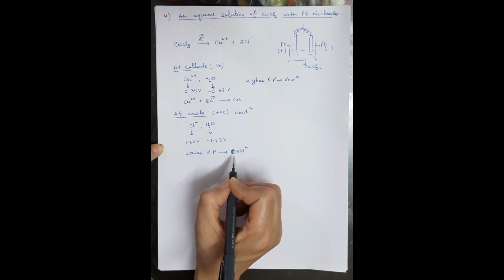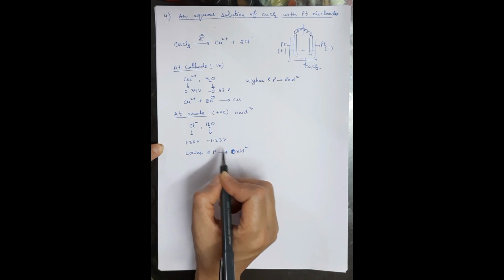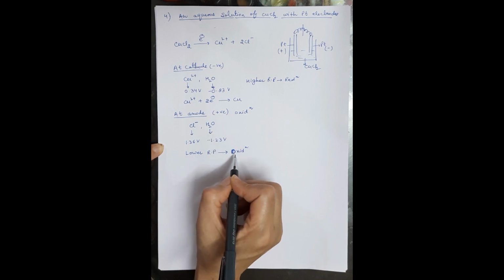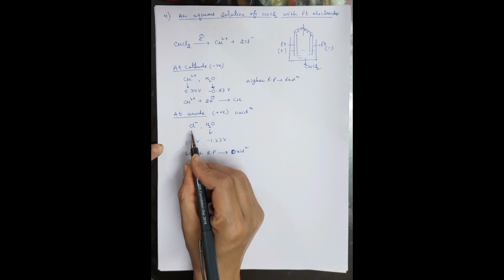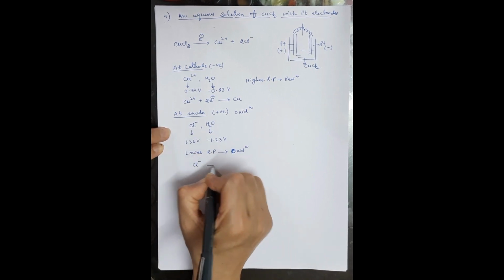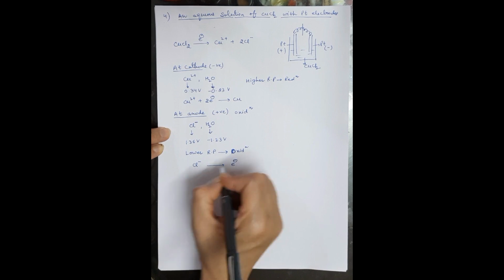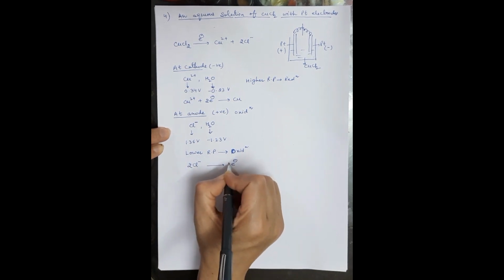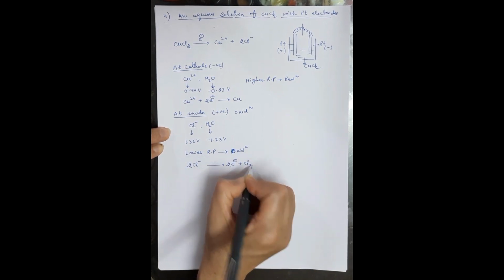But this is an unexpected product in this case. Please pay attention. Water will not undergo oxidation in this case. Rather, chloride will undergo oxidation. Chloride ions will lose an electron. Rather, 2 chloride ions will lose 2 electrons and it will change to chlorine.